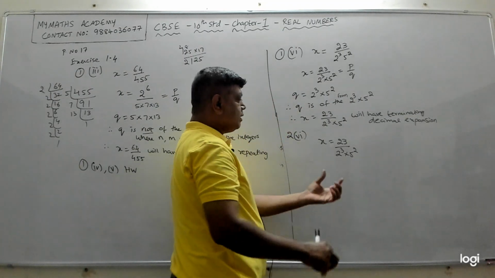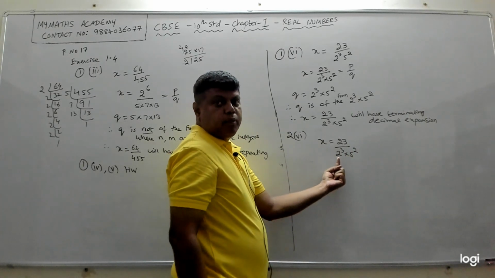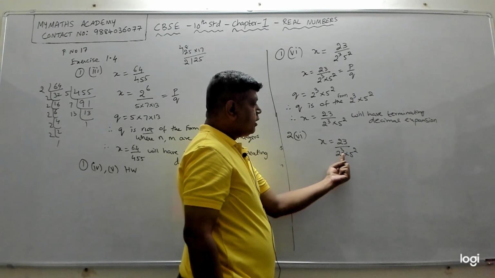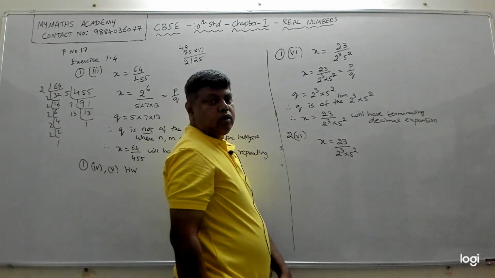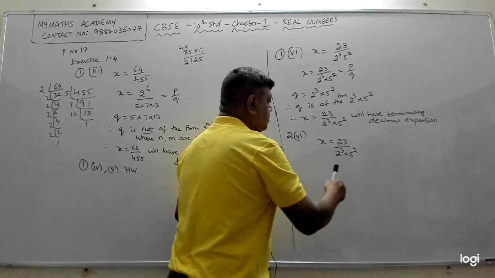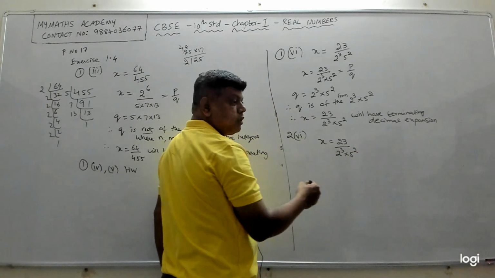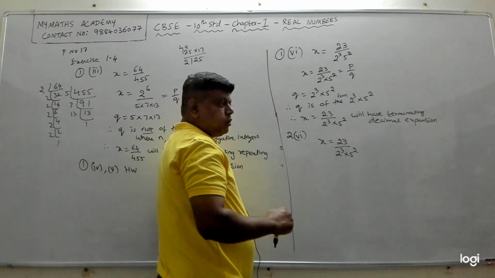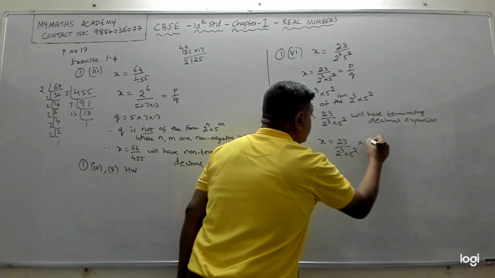we have to have the same powers for 2 and 5. The power for 2 is 3 and power for 5 is 2. You should get the same powers for 2 and 5. So I need 2 power 3, which means here I should get 5 power 3, but I have only 5 power 2, which means I need one more 5 to make this 5 power 2 as 5 power 3. So you will multiply and divide by 5.